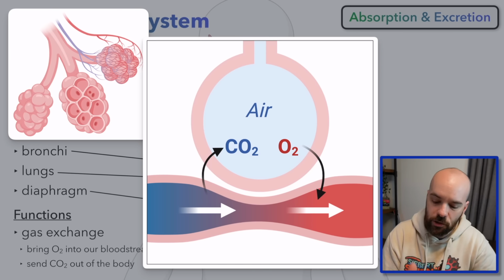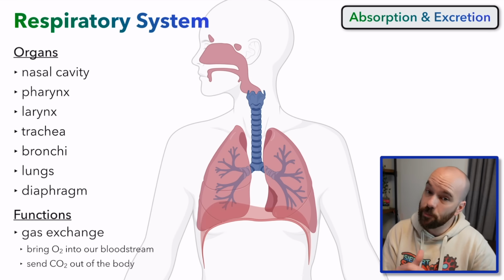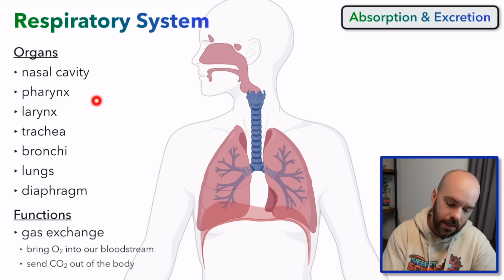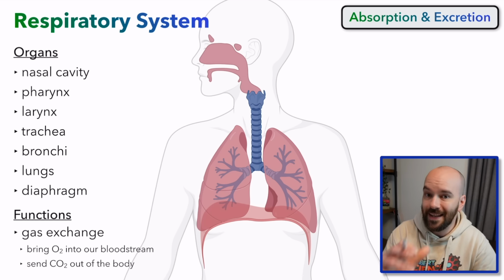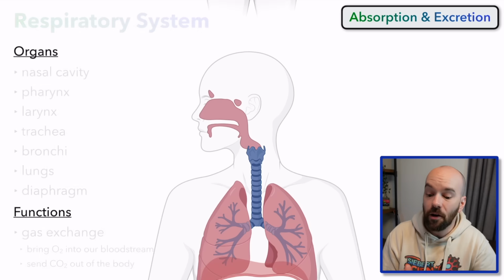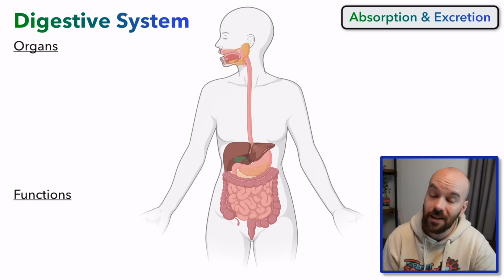Here's a little diagram that shows that gas exchange with the alveoli. So there's the alveoli. Here's the blood coming in. It's low oxygen. It's going to give off the CO2. It's going to receive some oxygen. It's going to go back to the heart. Now you've got air with high CO2 that's going to leave, and you'll breathe that air out. So that's the respiratory system. We've got all those organs we talked about there, but the big idea is that gas exchange is happening. All right, our next system with absorption and secretion is the digestive system.